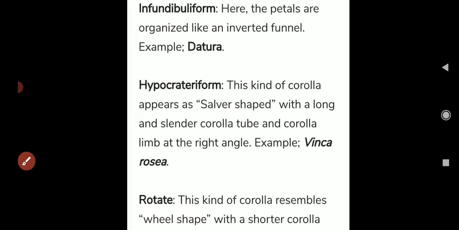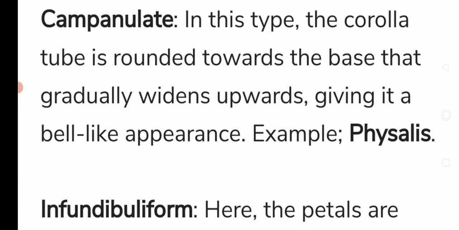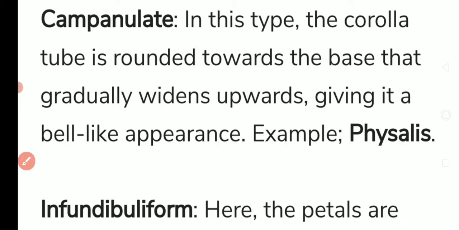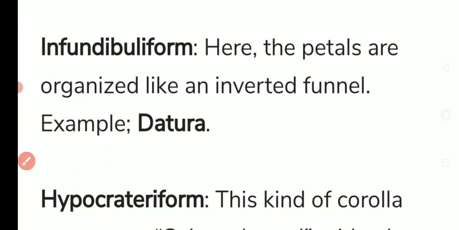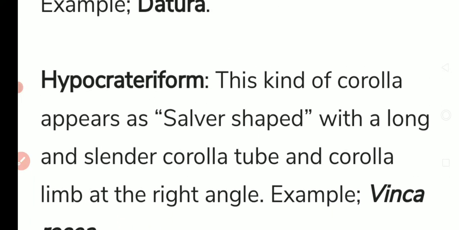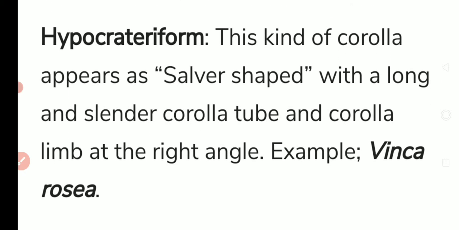Now next is the campanulate. Corolla tube is rounded towards the base and widened upwards, looking like a bell shape, okay. It is narrow down, then it will widen up and will look like a bell. Example, physalis. Infundibulum, they are like an inverted funnel. Remember infundibulum means funnel, okay, inverted funnel. Example is datura.